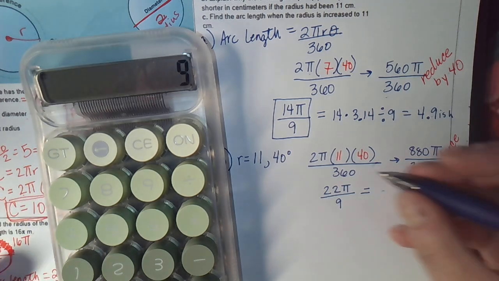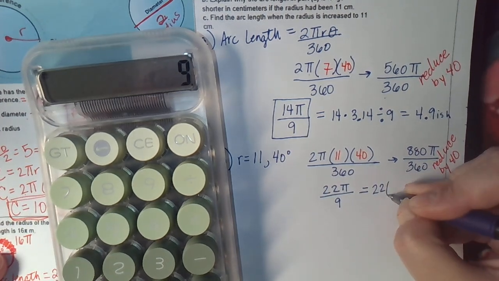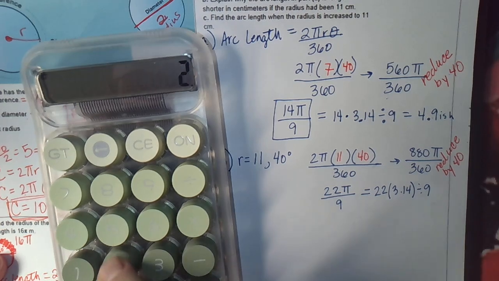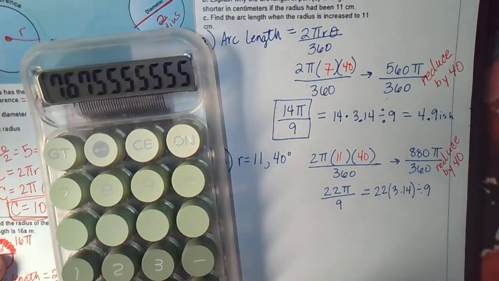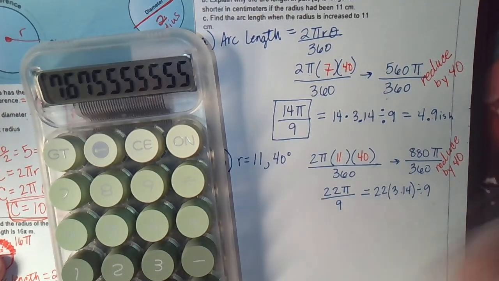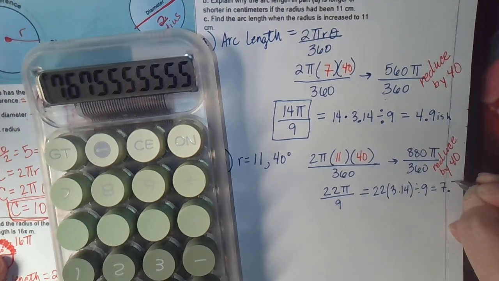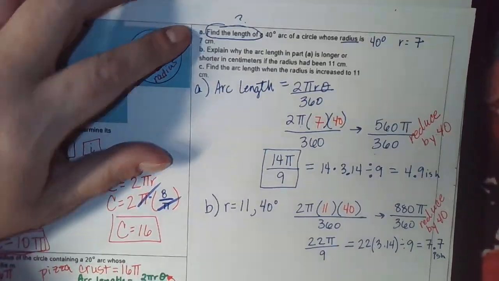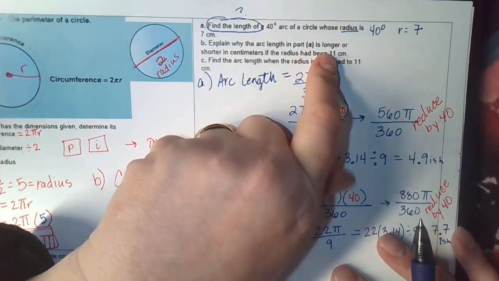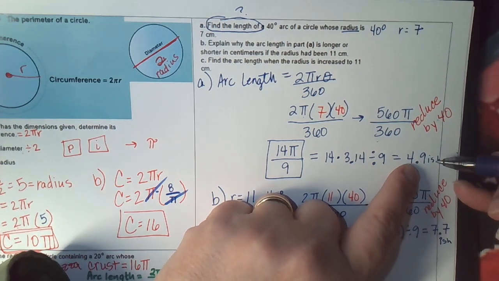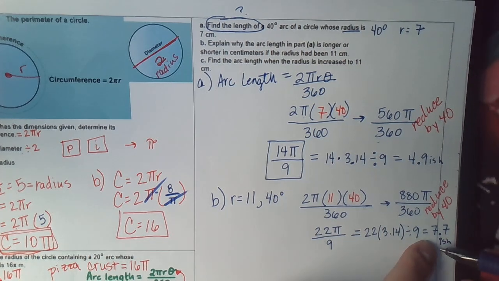Okay, if I were to put that in the calculator so that I could see what the decimal was, it'd be 22 times 3.14 divided by 9. And I got 7.7-ish. Okay. So part B says, explain why the length in part A of 4.9 is longer or shorter than the length in part B of 7.7.